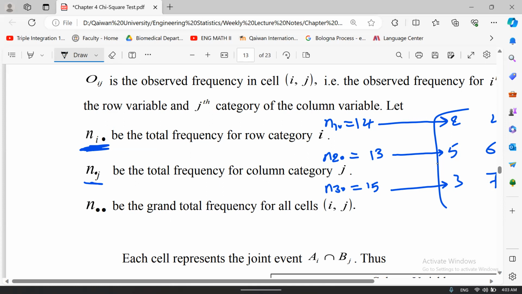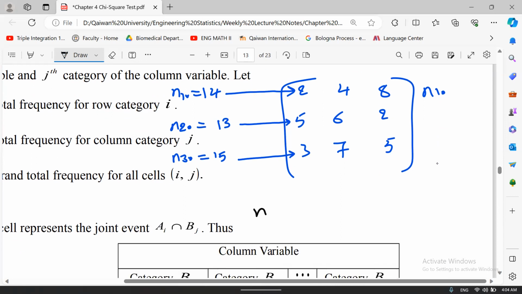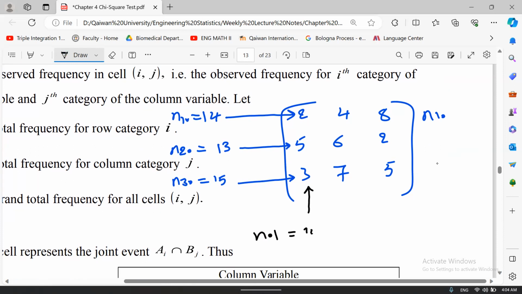We have n dot j. N dot j is the sum of elements of the columns, one by one. N dot 1 means the sum of elements in the first column. That's the sum of these elements, which is 10. Then n dot 2 is the sum of the elements in the second column, which is 17. And then n dot 3 is the sum of elements in the third column.